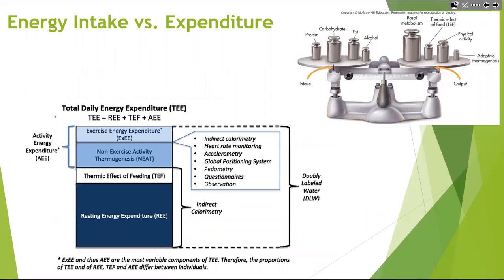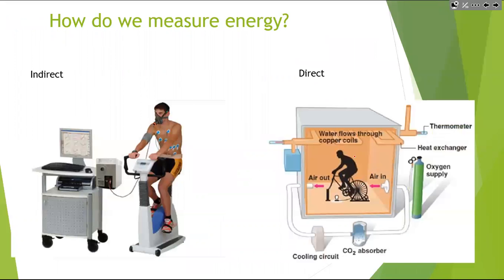Total energy expenditure, or TEE, is how many calories you burn during the course of the day, broken down into resting energy, which is your BMR or your metabolism, thermic effect of food, how many calories it takes you to digest food, and then exercise and other physical activity.